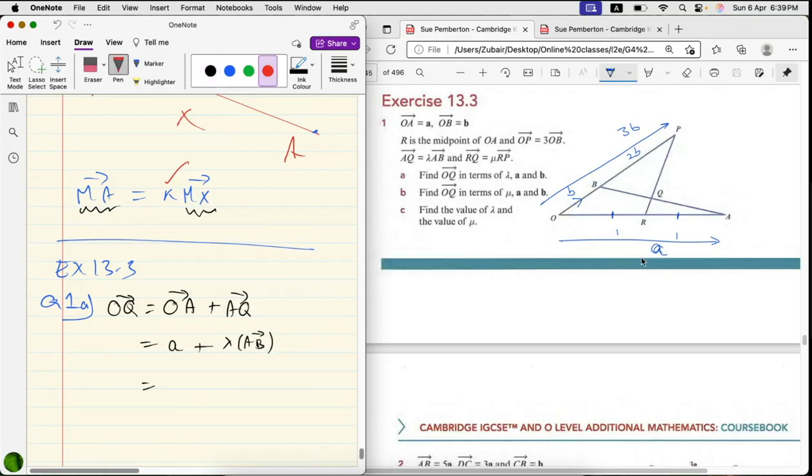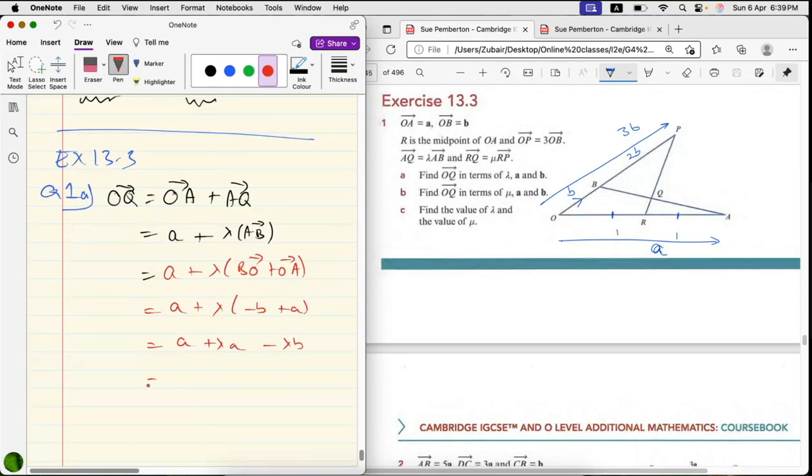Now you can figure out that AB is actually BO plus OA. Now you can replace them with vectors. BO is minus B, OA is plus A. So A plus lambda A minus lambda B. 1 plus lambda times A minus lambda B. A part done. Then it says OQ in terms of mu A and B.